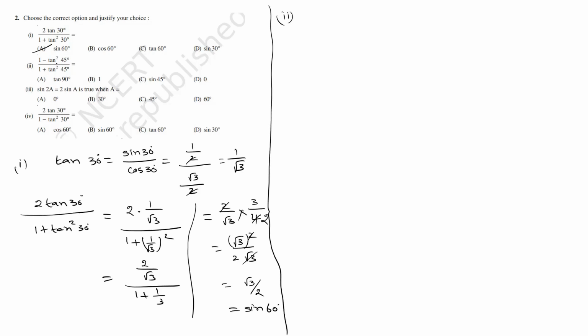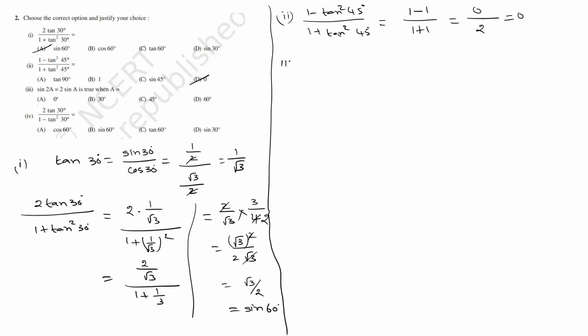Next, the second one. 1 minus tan square 45 divided by 1 plus tan square 45. We know that tan 45 will be 1 here. So tan 45 is 1 means 1 minus 1 divided by 1 plus 1. So 1 minus 1 will be 0, divided by 1 plus 1 will be 2 here. So 0 by 2 is nothing but 0 here. Now we will check the answer. They have directly given it here. So option D is the answer here.